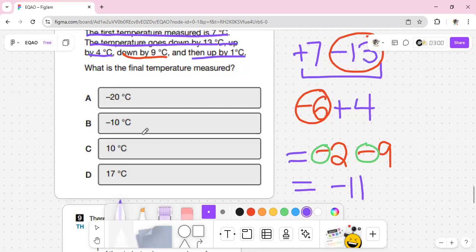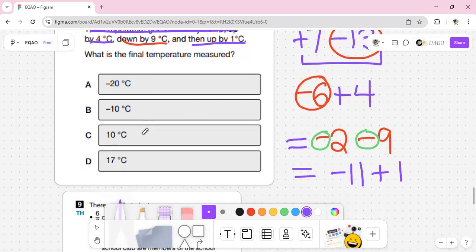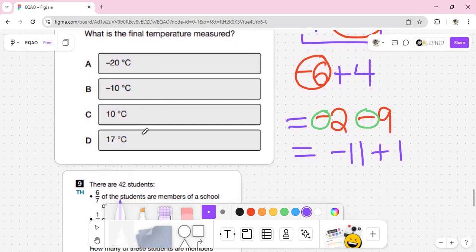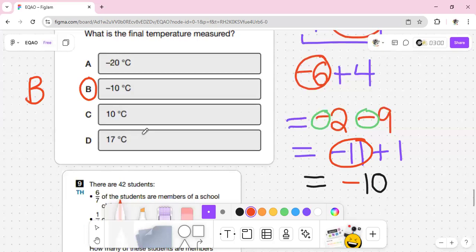We have to now go up by 1 degrees. So if we go up by 1 degrees, again, the signs are different. So I have to ignore the signs and subtract. 11 minus 1 is 10. The larger number is negative, so then my answer is also going to have a negative number. So the correct answer to this EQAO question is -10 degrees Celsius.